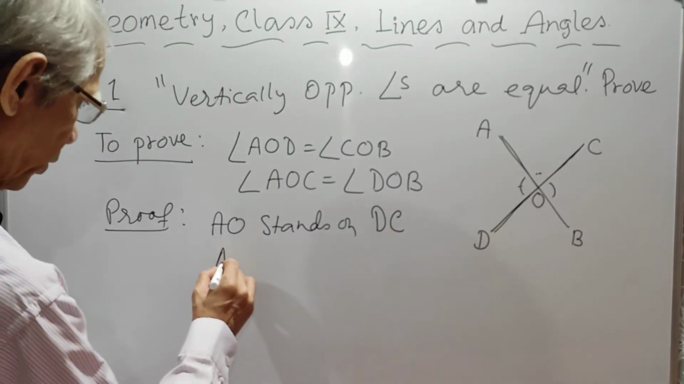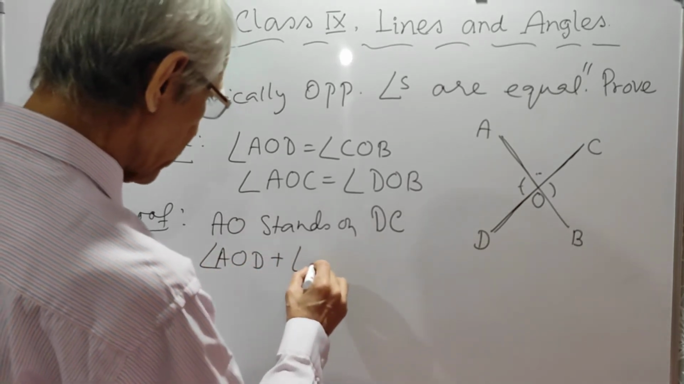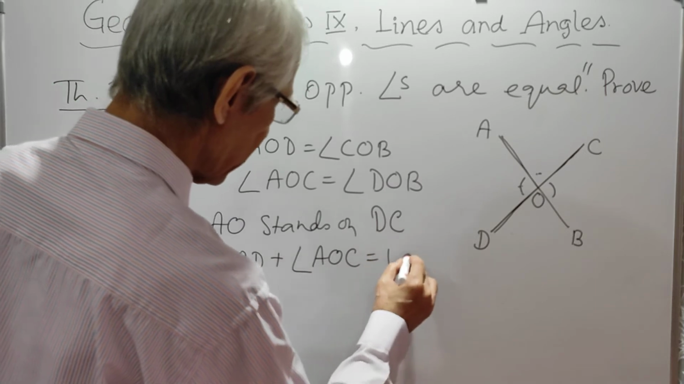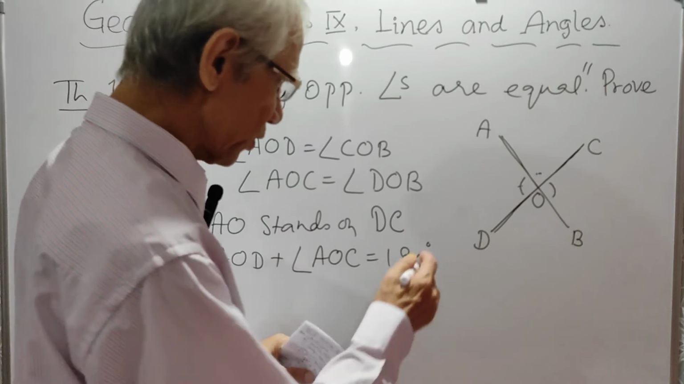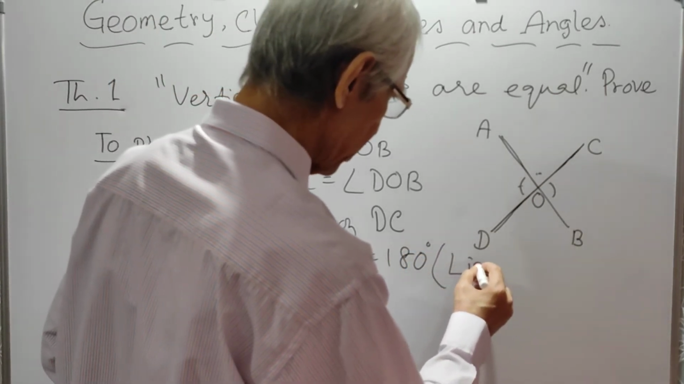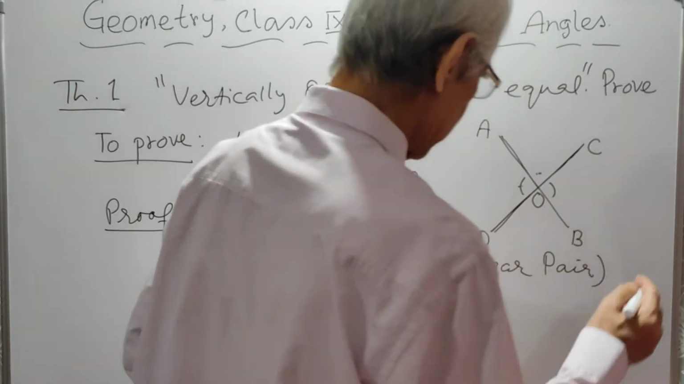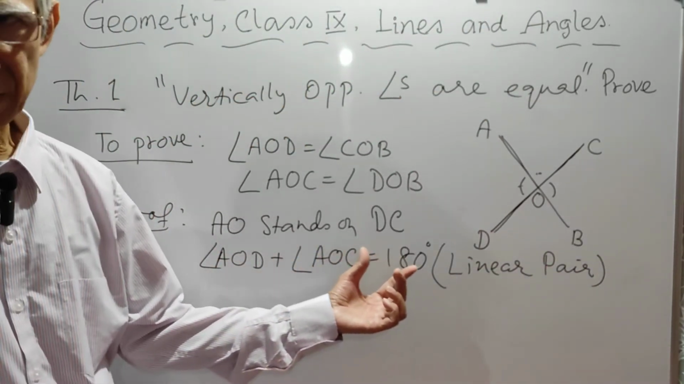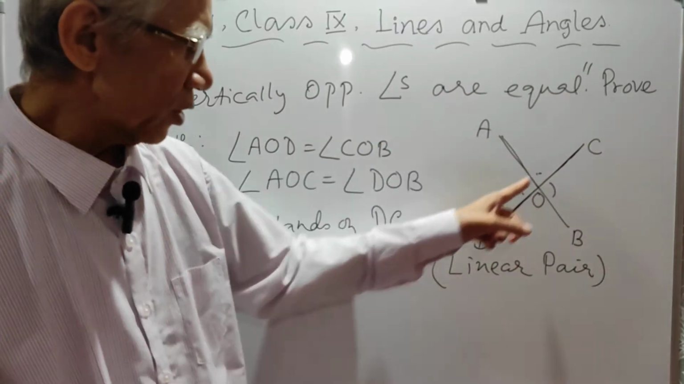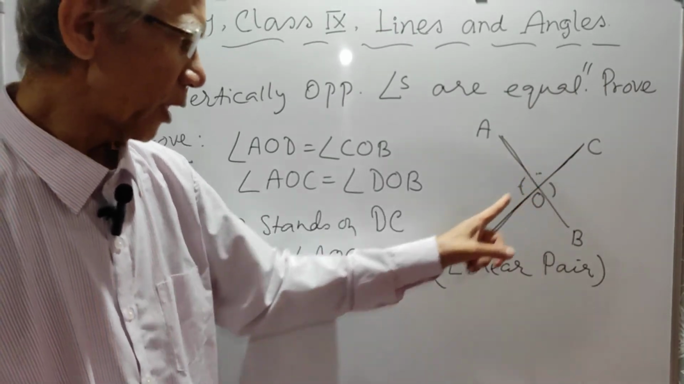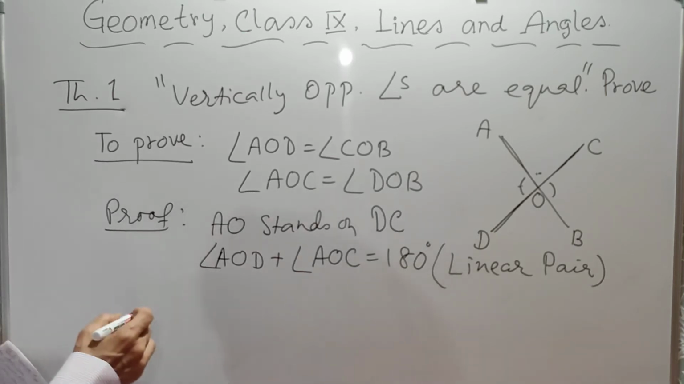That means AOD plus AOC. These two together must be 180 degrees because they are a linear pair. So within brackets you have to give the reason: because they are a linear pair. Now in a proof, whatever statement you write, you have to give a reason. So AO stands on DC, therefore these two are a linear pair and their sum is 180 degrees. This is according to axiom 1.